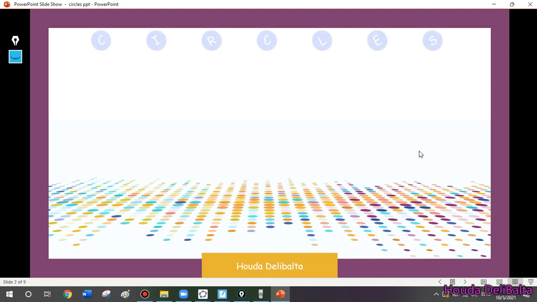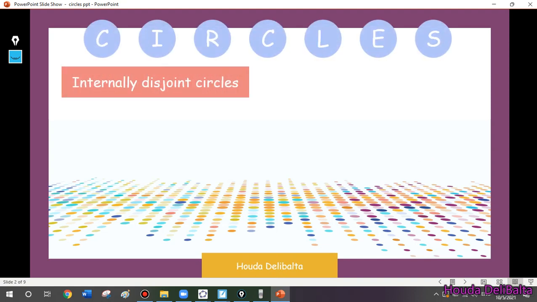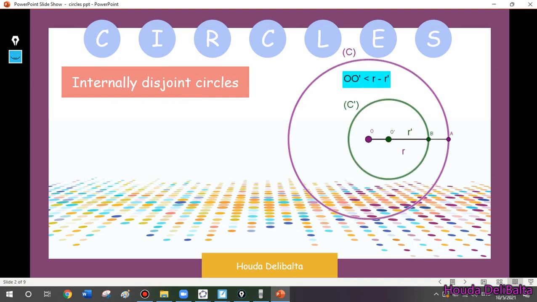Now we have also the internally disjoint circles. The internally disjoint circles, as you see here, this is circle C and this is C prime. This is the center O and that's the center O prime. So as you see, the distance between the centers OO prime is less than R minus R prime. Surely we put the larger radius minus the smaller radius. So we make subtraction: we subtract R minus R prime, the larger radius minus the smaller radius.